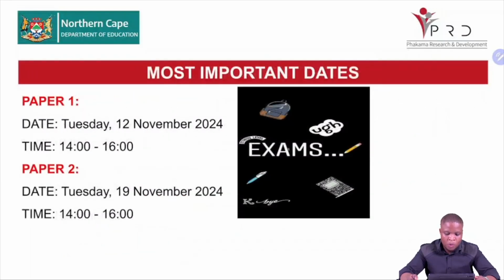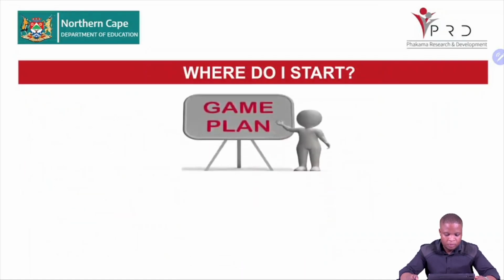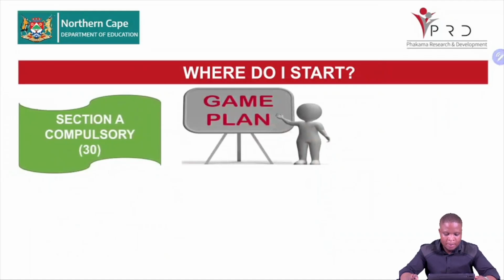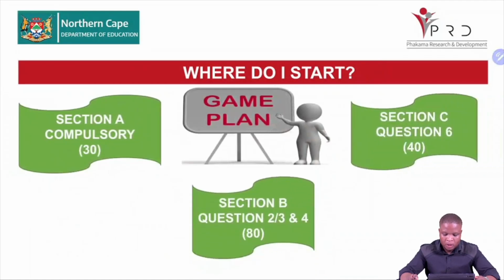Right, so these are our most important dates. We have paper 1 on the 12th, we have paper 2 on the 19th. So we must stay ready for these 2 papers. Let's go to our game plan. Right, so our game plan, we say we answer section A, which is compulsory.